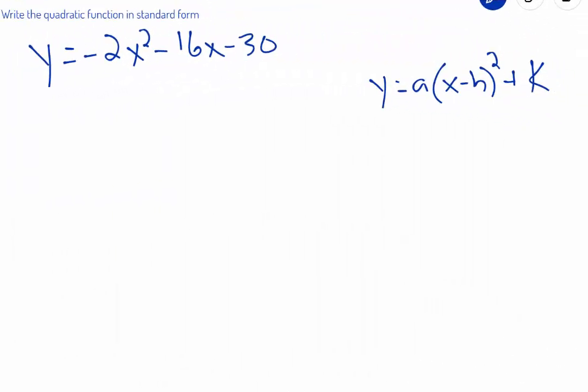We are going to focus on writing this given quadratic function in standard form. So the first thing that we're going to want to do is separate that number that's hanging out at the back and just leave it at the back for now. And you want to factor out a GCF from these first two terms.